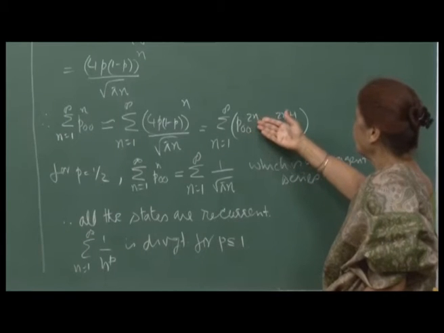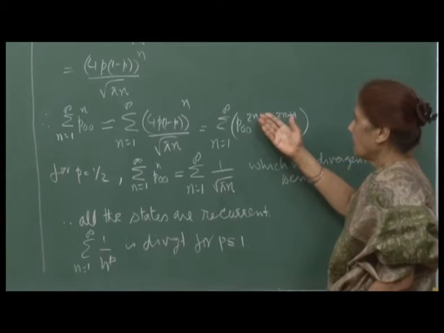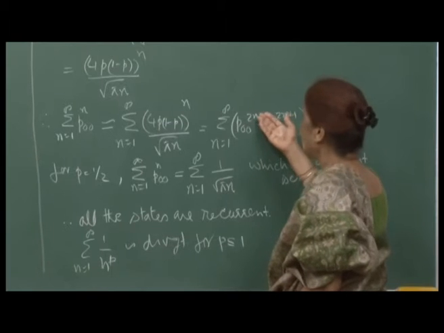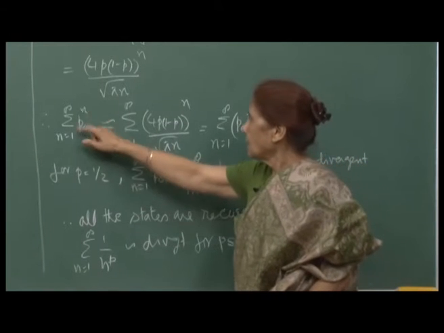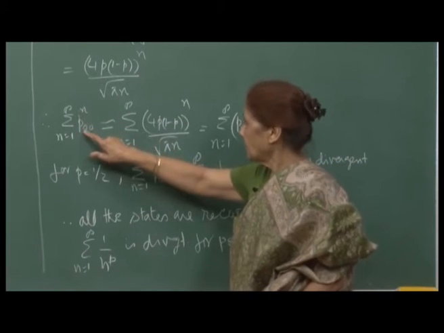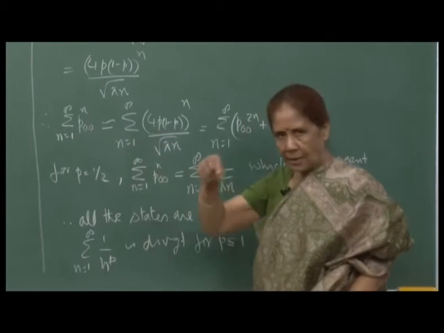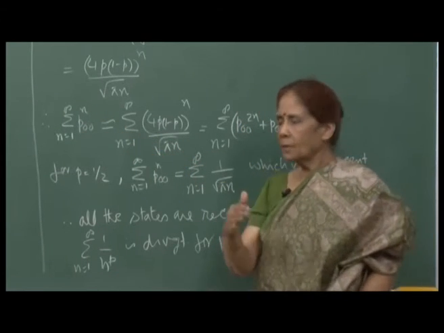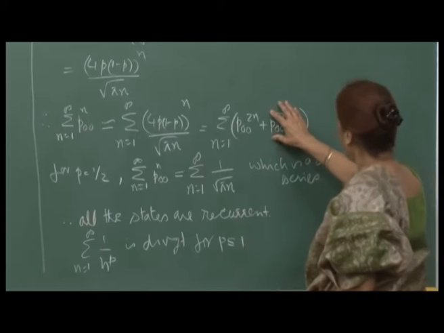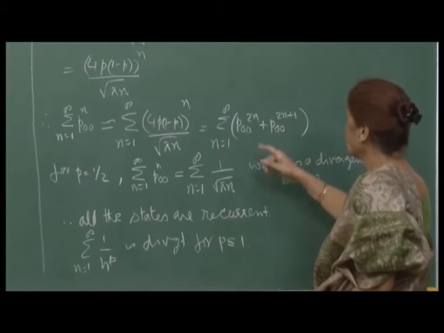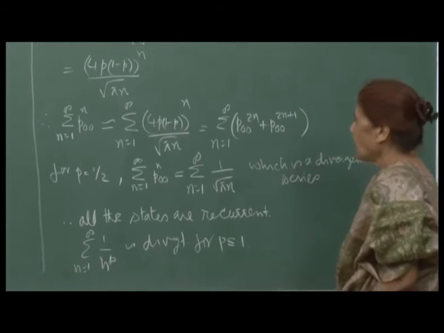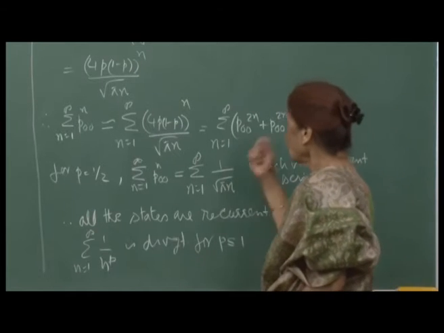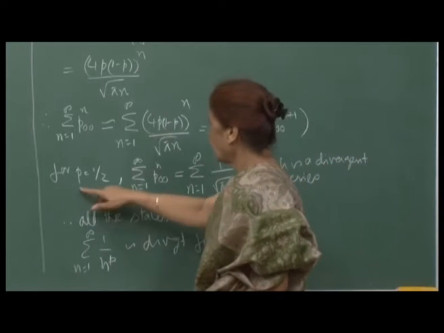Even though I have written the index as n, it does not matter, it is a dummy index. It could have been m also, but the idea is that I am breaking up p_00^n, and instead of this I am adding up the odd terms and the even terms. Now, the odd terms do not contribute anything to this sum. So, it is only the even part, and so now let us consider the case when p is equal to 1 by 2.